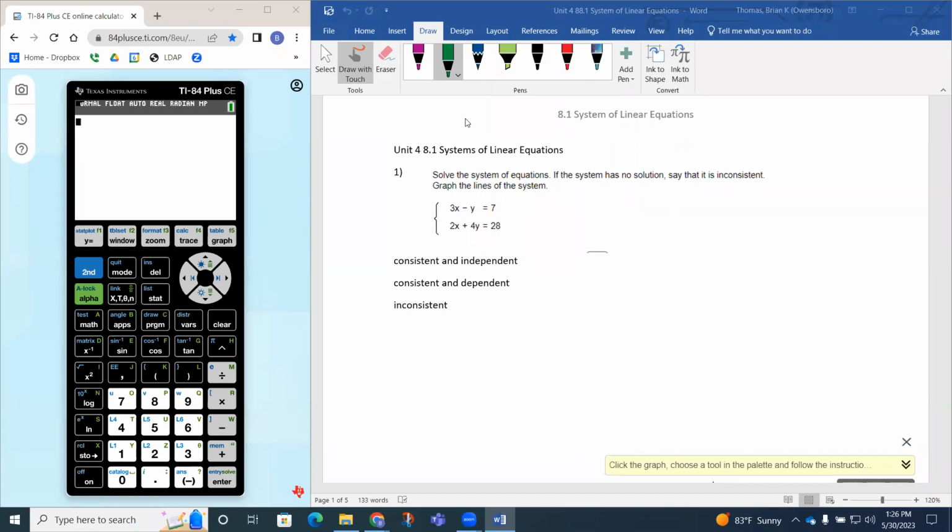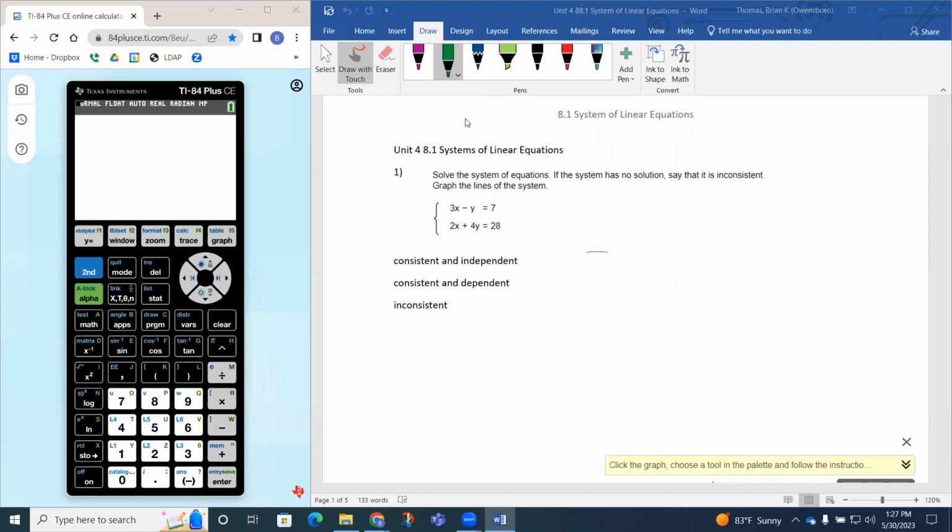So in 8.1, we have what's called systems of linear equations. So remember, a linear equation is a two-variable equation. You have your input and your output, and they're both degree 1. So remember, the solution to a linear equation by itself would just be a point.